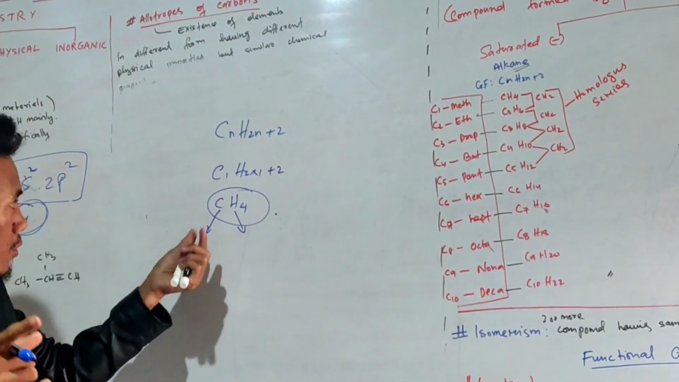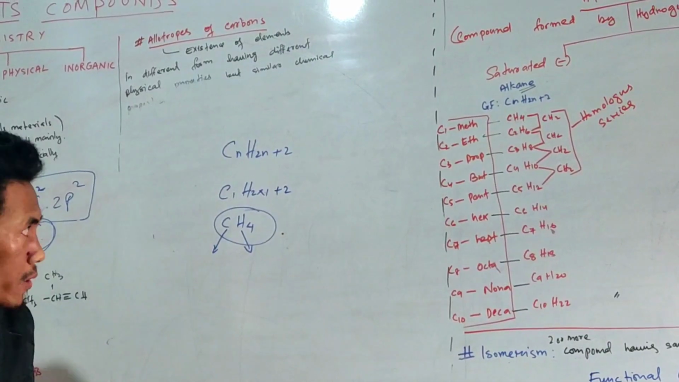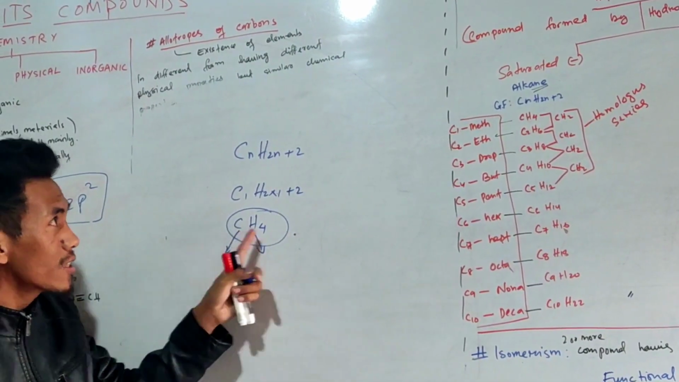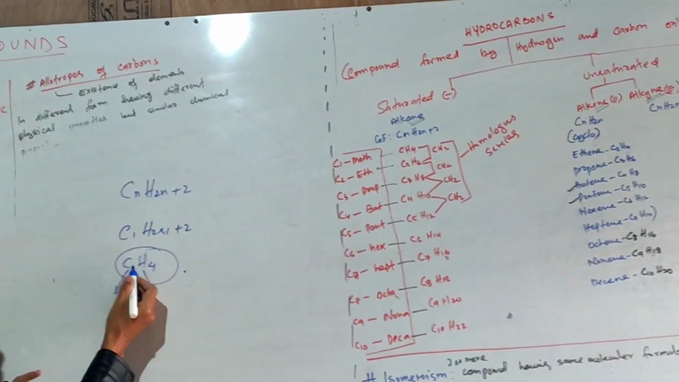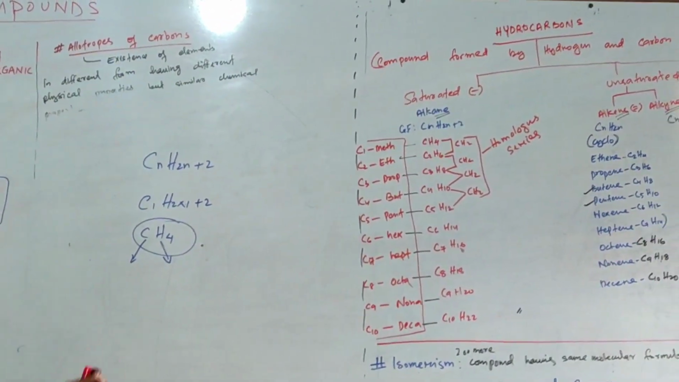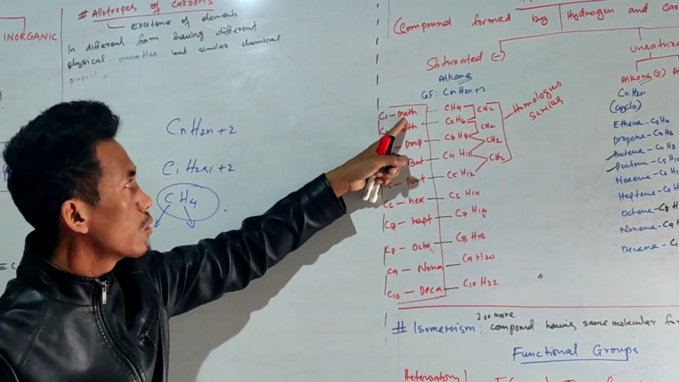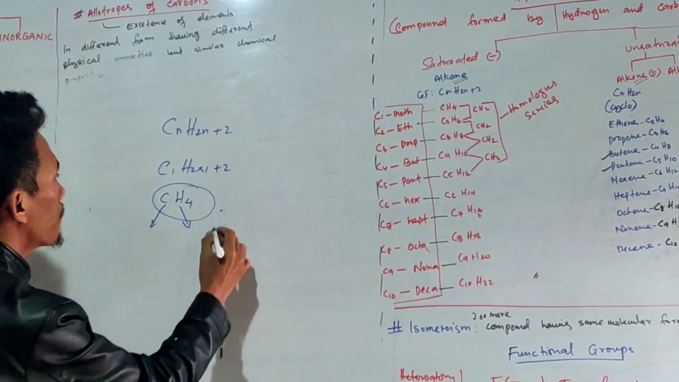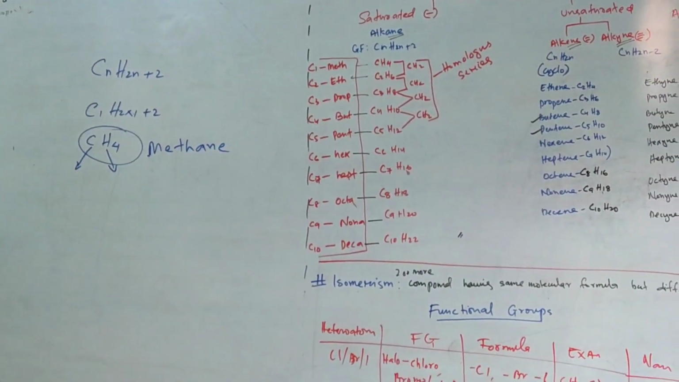One carbon atom is present with 4 hydrogen atoms. I already told you that carbon and hydrogen will always form a compound. This is known as a hydrocarbon. When they combine, they form CH4, and this is known as methane, M-E-T-H-A-N-E.